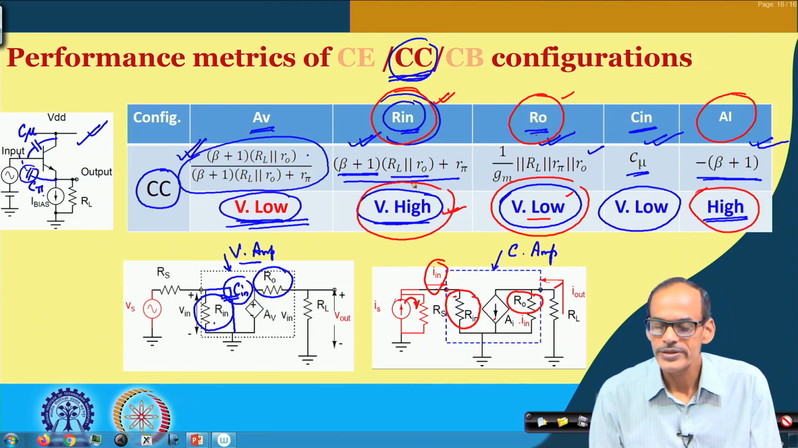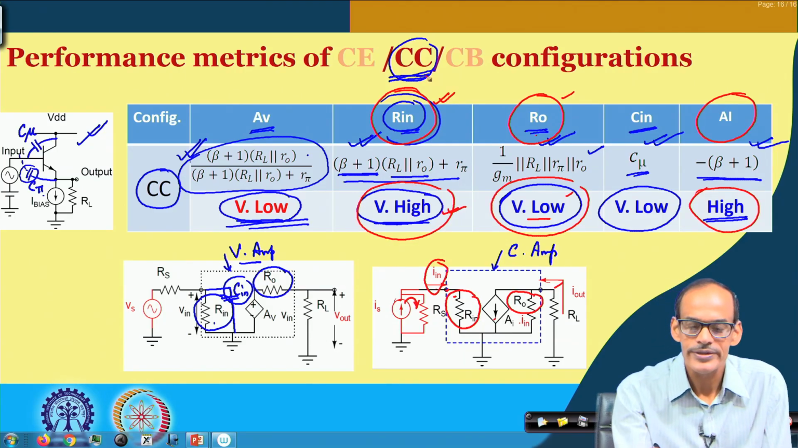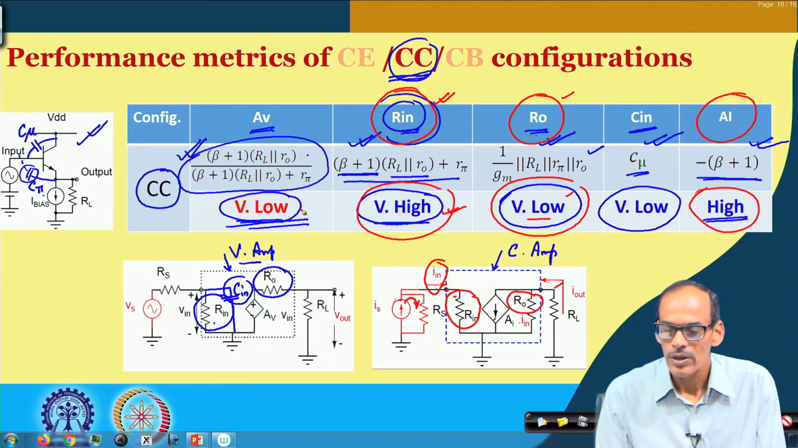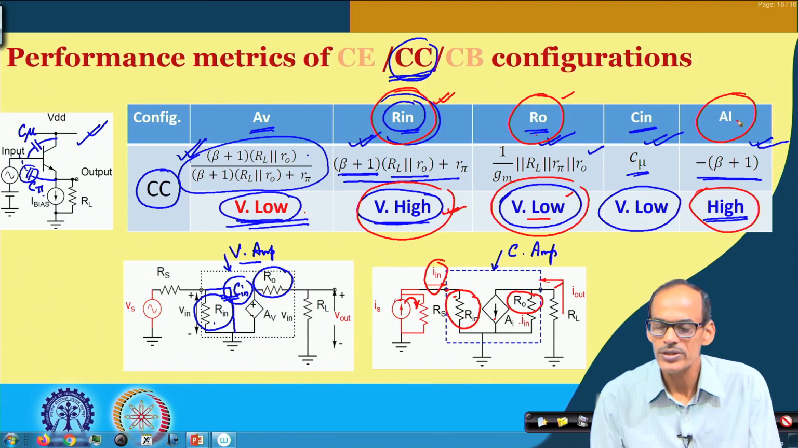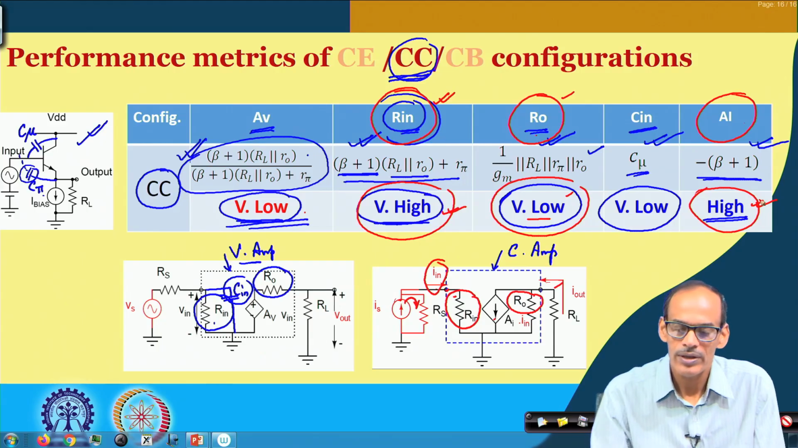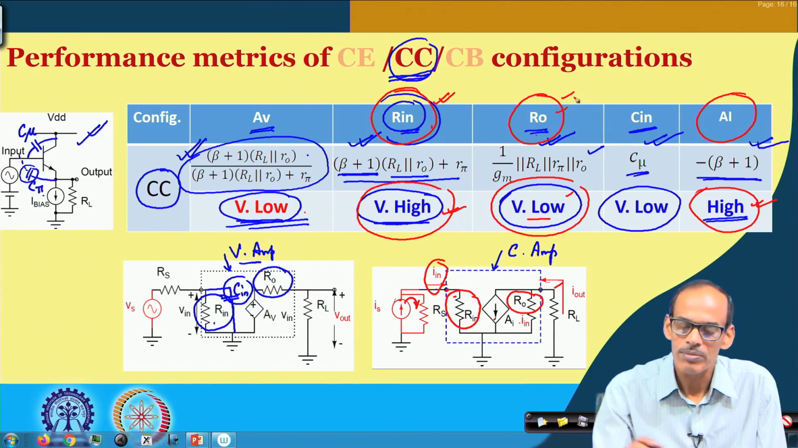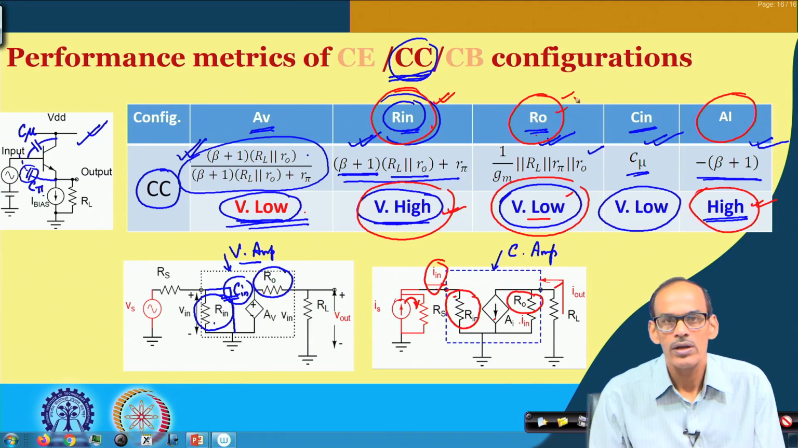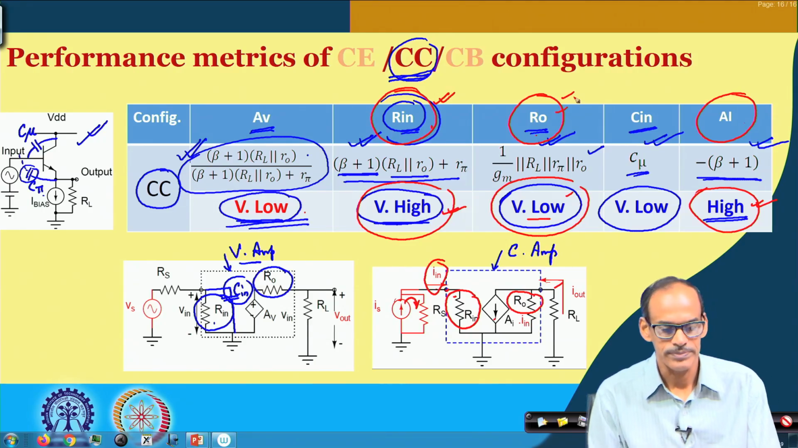So, the summary here is: if we want to use CC for voltage mode amplification, then the gain itself is poor. On the other hand, if you want to use this CC configuration for a current mode amplifier, then even though its current gain is high, its input and output impedance are not really supporting its good characteristic. So, again we may require support from other configurations.